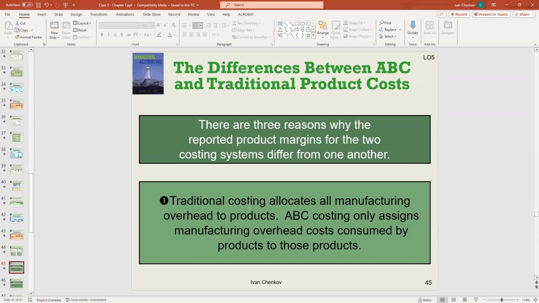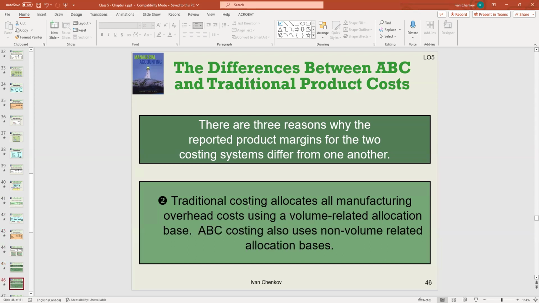Now, there are 3 reasons why the reported product margin between the 2 costing systems is different. First, traditional costing allocates all the manufacturing overhead to the product. Out of $1 million, we are allocating the entire $1 million, whereas the activity-based costing only assigns of the $1 million only the portion that is actually used by the product. The portion that is not used by the product, we just treat it as a period cost.